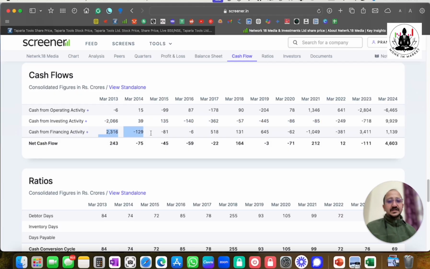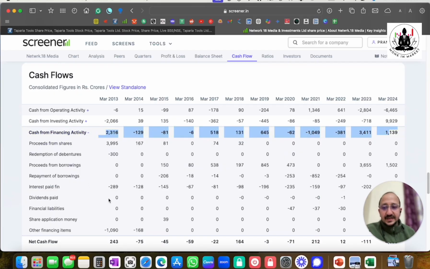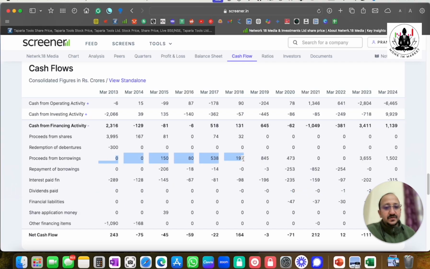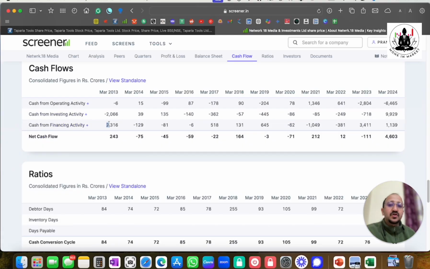Now financing activities. We need to see where they were taking the money from. So dividends, were they paying any dividends? No. Zero, zero, zero, zero, zero. So dividends were zero over here, right? Proceeds from the loans increased. Earlier they were doing good, but eventually as time passed, it increased. They were trying to take more and more loans. They were not paying anything in terms of dividends as well. So seeing it in a wholesome way, it was not a good company to invest in.